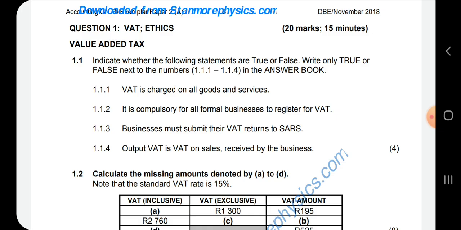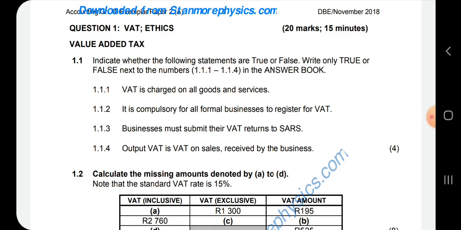So 1.1.1 says VAT is charged on all goods and services. That is false if you have done VAT. I have a video of VAT on my channel. Please check that video out. I've covered all the information that is needed and the theory as well, to help you know that not all goods are charged VAT. There are zero rated VAT items, and there are also exempted items. So 1.1.1 is false.